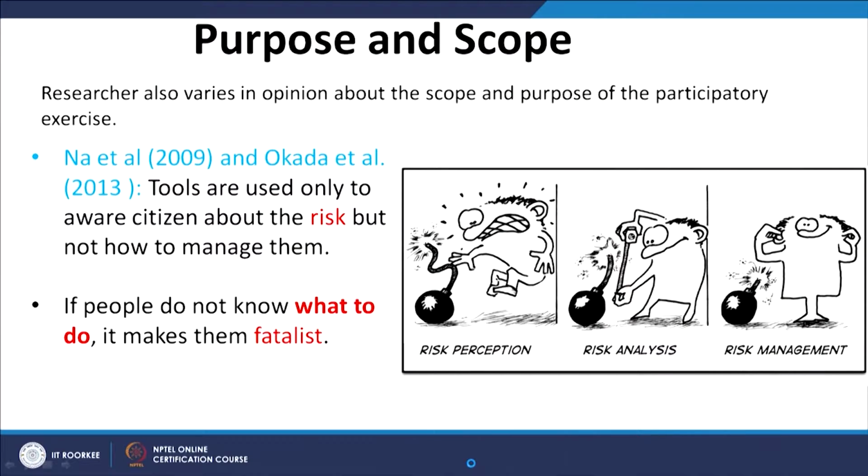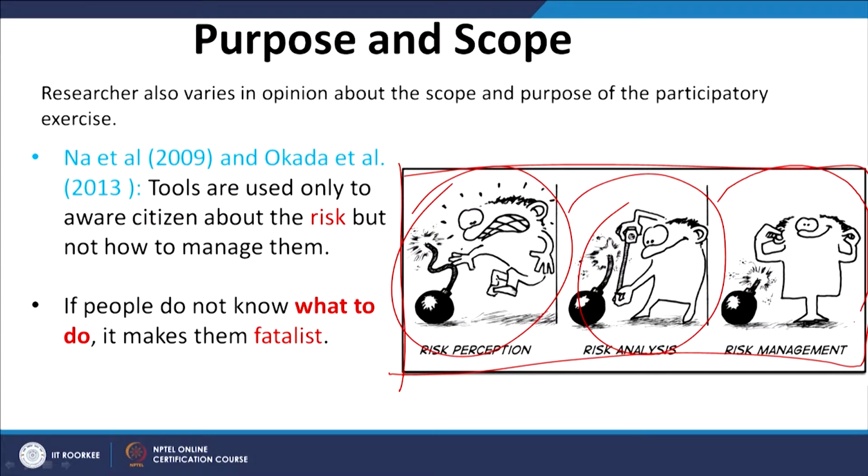Another problem is that when we are talking about various kinds of participatory exercises, they also vary to a great extent in terms of the purpose of the exercise. Is it just focusing on understanding the risk or people's perceptions, or is it also about how to manage the risk? Some studies show that in most cases, disaster risk management participatory tools focus on understanding the risk and awareness, but have less focus on how to manage the risk. So if people do not know what to do, it makes them fatalist. It makes them frustrated. Only knowing the risk is not easy. So they prefer not to participate.